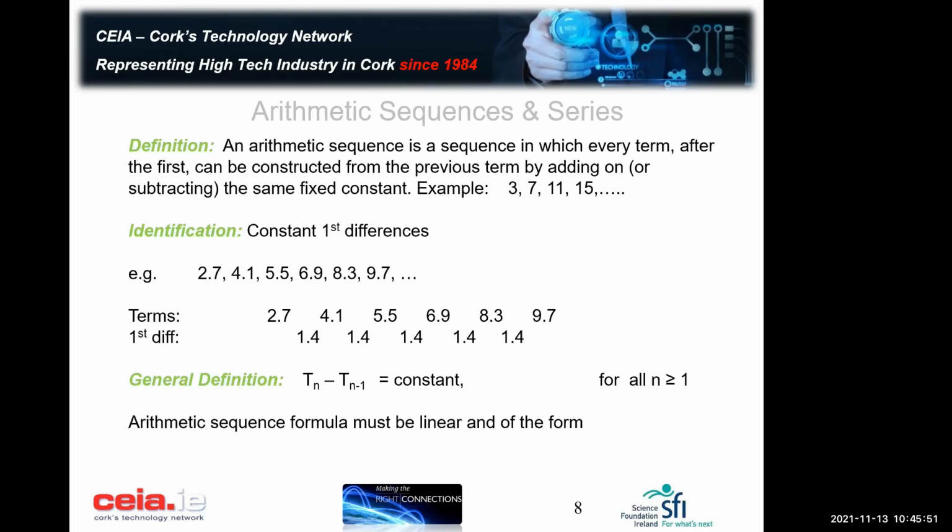So the arithmetic sequence formula must be linear and of the form p of n is equal to p times n plus q, where p and q are constants. So we'll do an example.